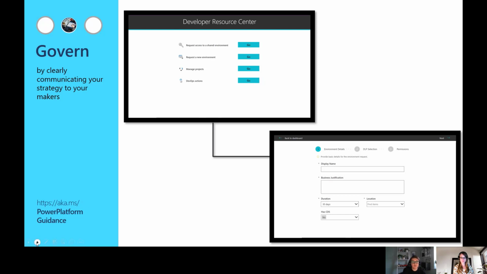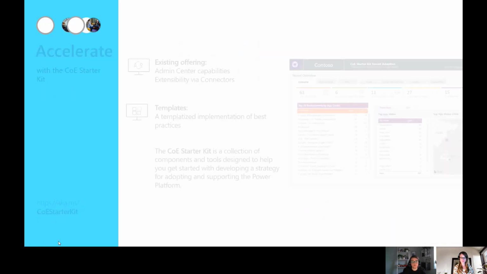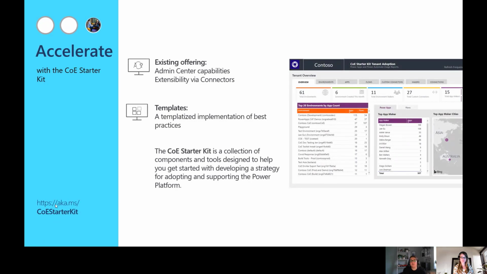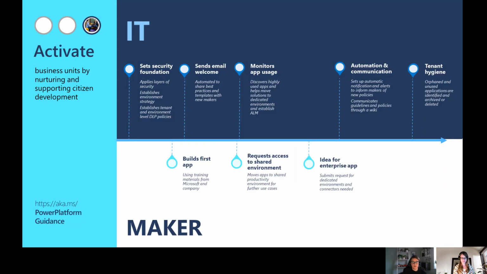And then on the topic of the COE Starter Kit, just briefly, it is a templatized implementation of best practices. It's a collection of a dashboard, apps, and flows designed to help you get started with developing a strategy for adopting and supporting the Power Platform. We have many customers getting a lot of value from it, and an element of it is also the environment management there.